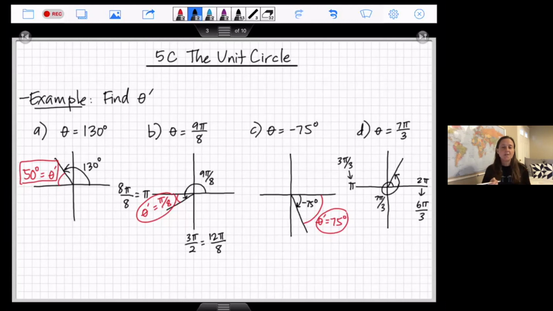And by the time you've done all this thinking about where the angle is, you've already accidentally figured out the reference angle, right? The angle between my terminal side and the x-axis is that pi over 3 that I had to go extra past 6 pi over 3. So pi over 3 is our reference angle.